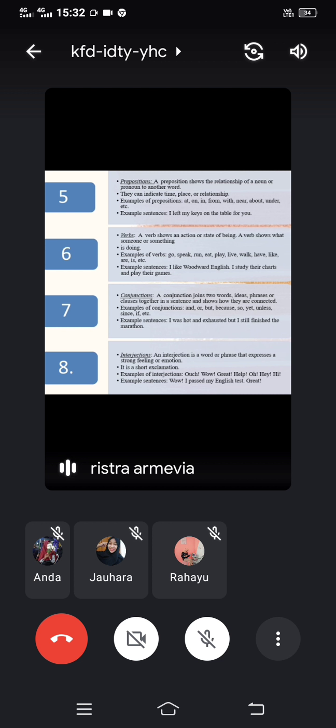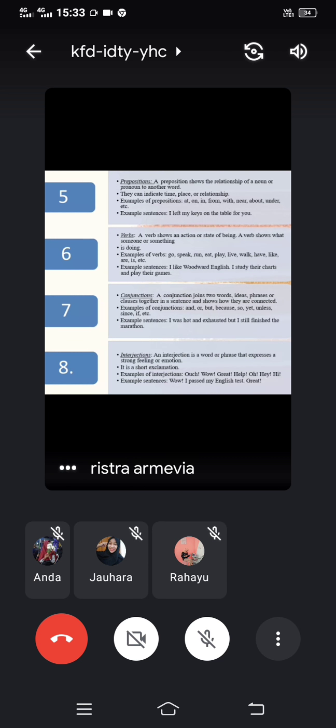Number 6, verbs. A verb shows an action or state of being. A verb shows what someone or something is doing. Examples of verbs: go, speak, run, eat, play, laugh, walk, have, like, is. Example sentence: I like learning English. I study grammar and play word games.